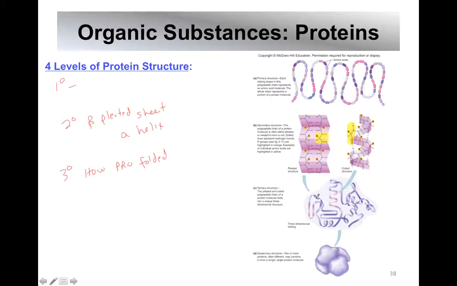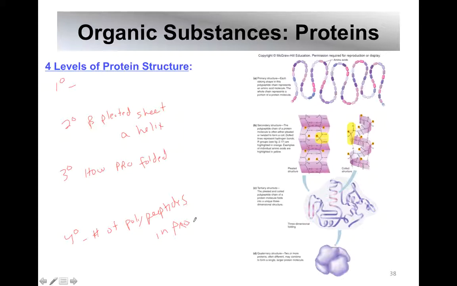The tertiary structure is very sensitive to differences in pH or temperature. So if it's in the wrong pH, the tertiary structure can unfold and make the enzyme useless. Quaternary structure is just the number of proteins or number of polypeptides in the protein. Okay.